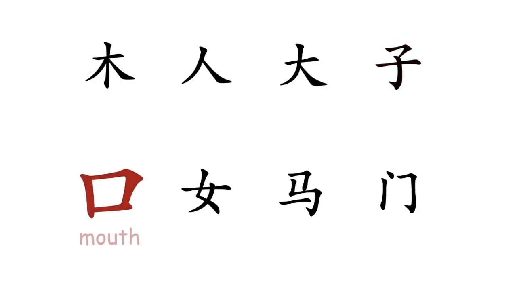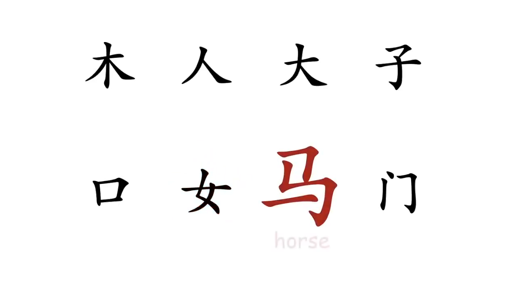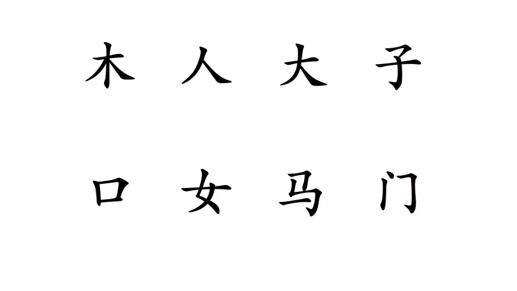Then we have mouth. Then female. This character is very abstract. It's very different from the original form. Just imagine a woman with a graceful, slender figure, if it helps. After female, we have horse. You can see the figure of a horse in it, more or less. And the last one, it means door. Great! This is the first category, very easy and basic characters. Let's go to the second category.